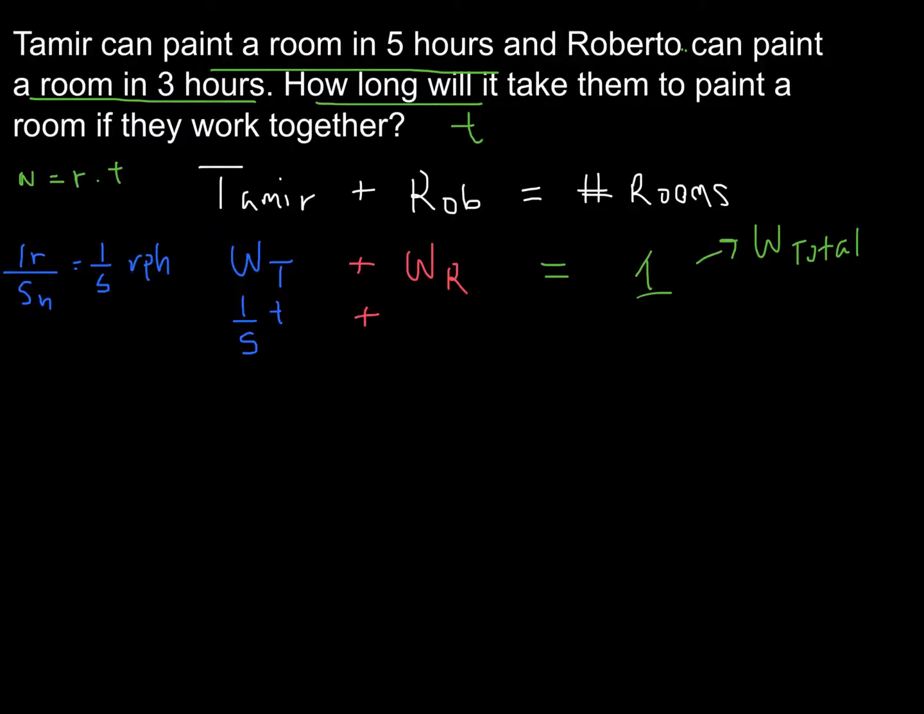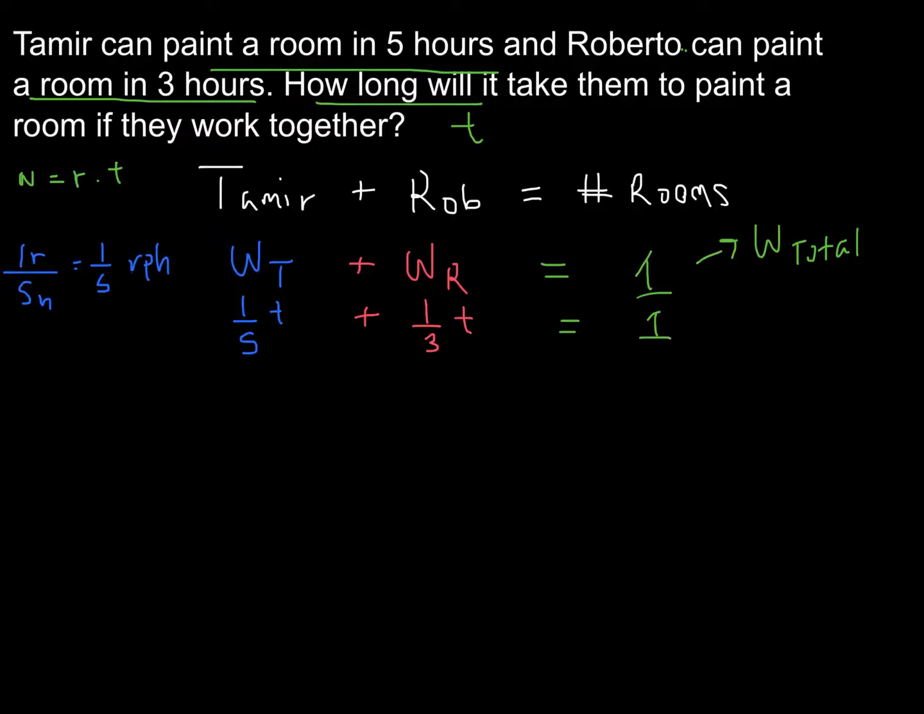And the same is true for Roberto, the work that he does. Well, he can paint one room in 3 hours, so he paints at a rate of 1/3 of a room per hour. And then I multiply that by the amount of time which he works, and that will give me the total amount of room that he is painting. And of course, this has got to add up to 1. So now we're in business. Now we can actually go ahead and solve this. So pause the video now and go ahead and solve it, and we'll check our answers in just a second.